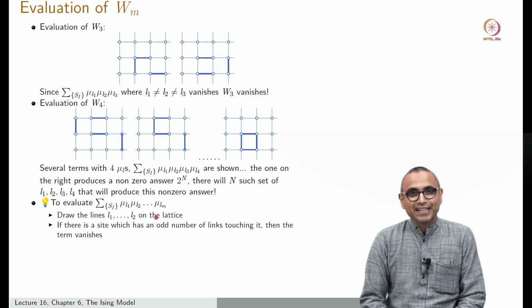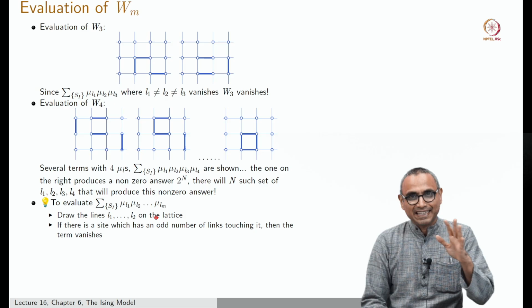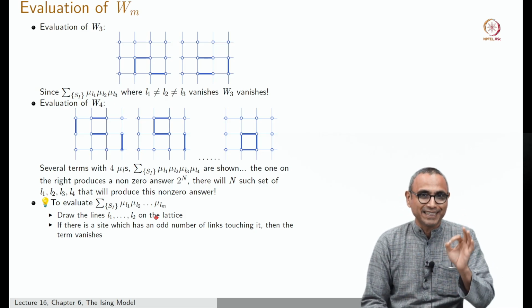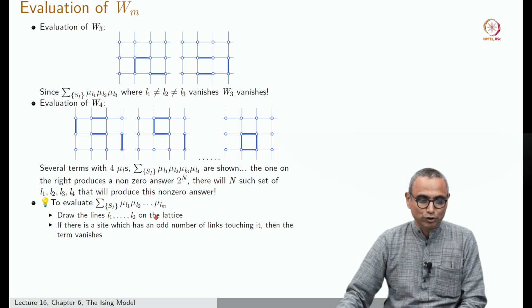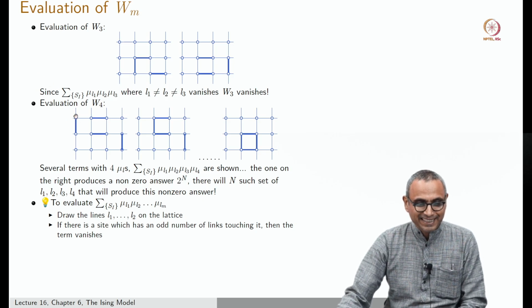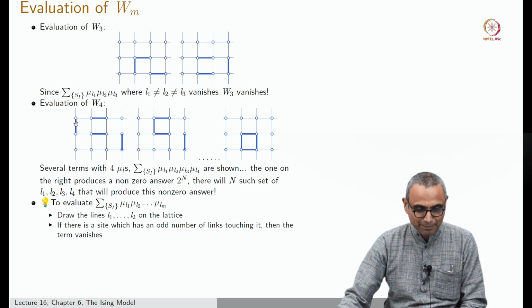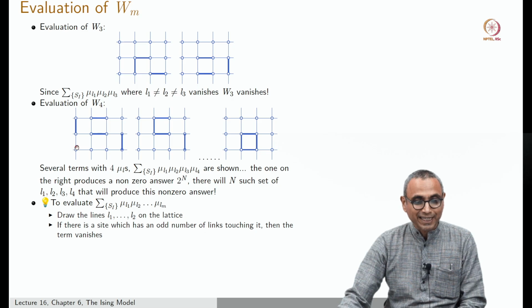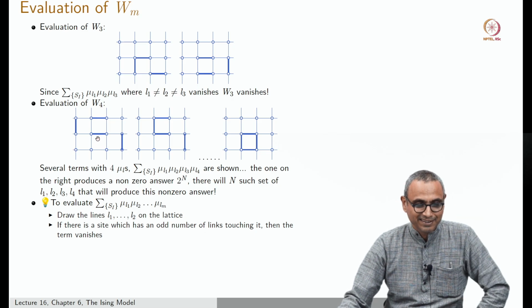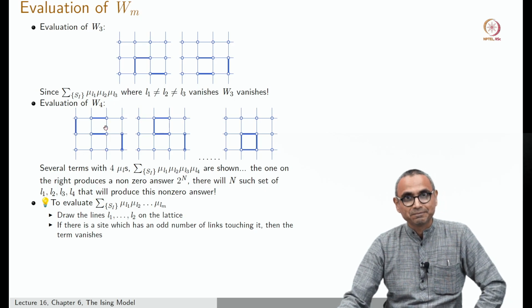Now you list out all the sites in your lattice which have been touched by one of these lines that you have drawn. So for example, in this picture, this site is touched by this link, this site is touched by the same link, this site is not touched by any link. So no, 0 links are touching that site. This site is touched by one link, this site is touched by one link.